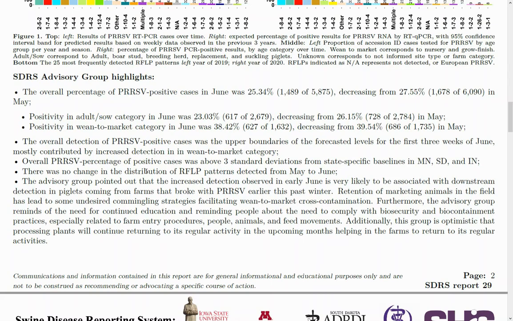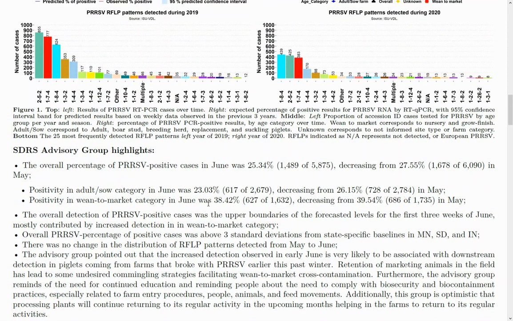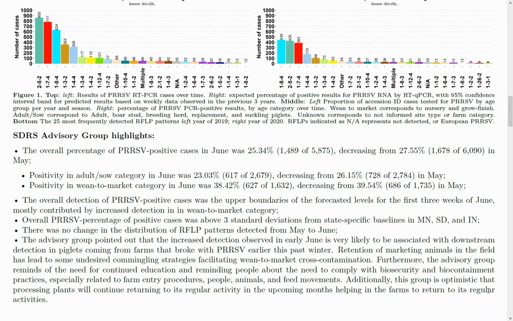All right, and what did you hear from the advisory group regarding PRRS detection this month? Well, the advisory group pointed out that the increased detection is very likely to be associated with downstream detection in piglets that are coming from farms that broke with PRRS early this past winter. There were some undesired commingling strategies that may have facilitated the winter market cross-contamination.